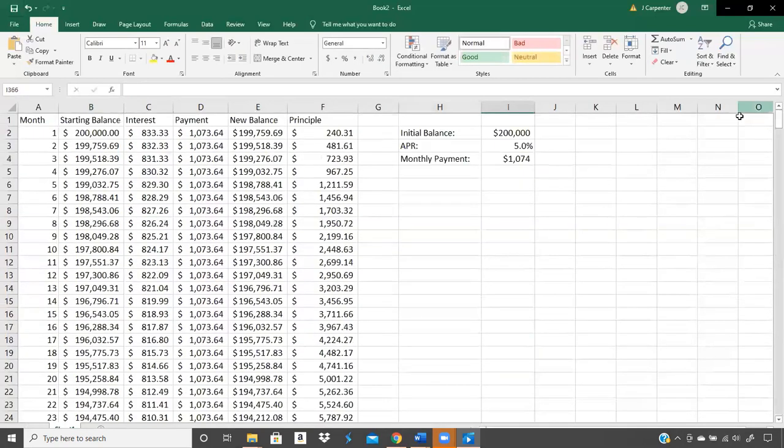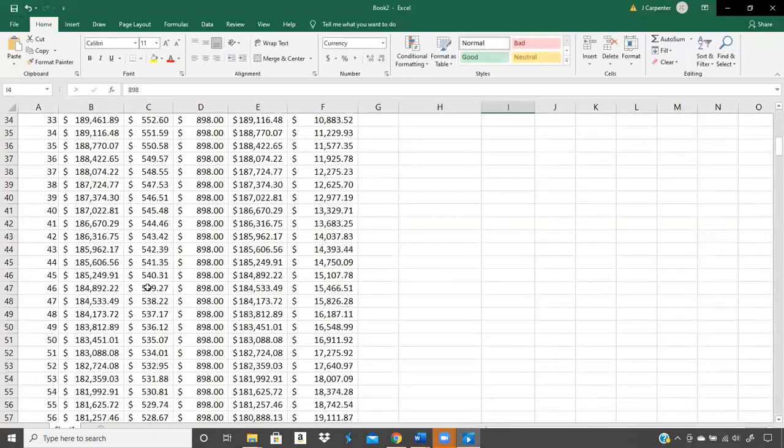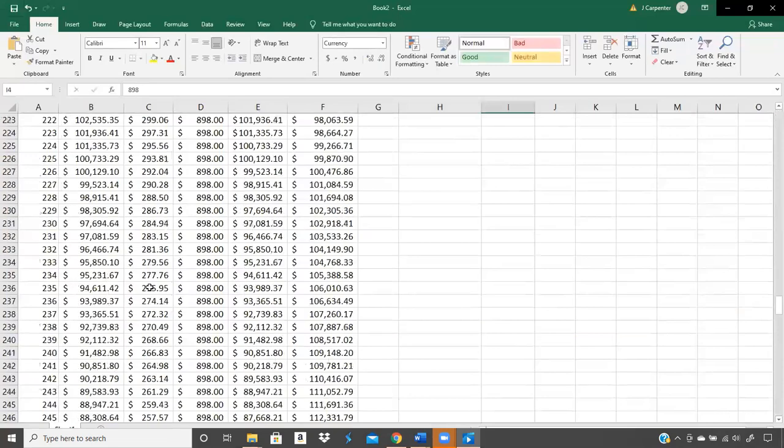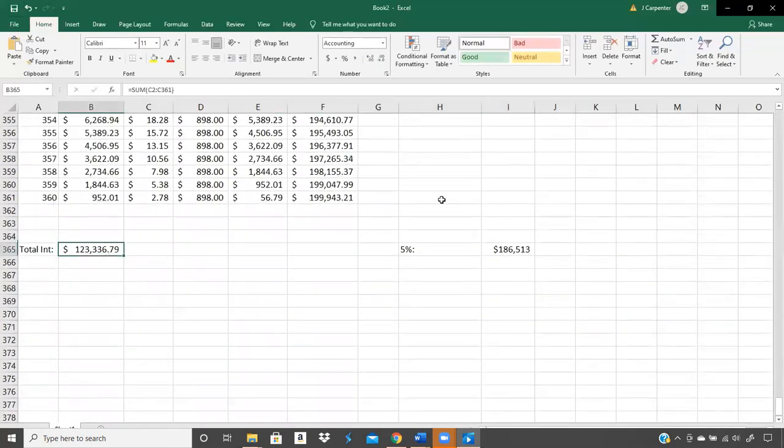Let's take our payment down to the $898 again. Let's drop that APR to 3.5%. Now let's see what that total interest is. It's going down, then we hit zero, $123,000. So that $275 extra a month you were paying for the 5% loan versus the 3.5% loan, that extra $275 a month ends up saving you a big chunk of change over time.